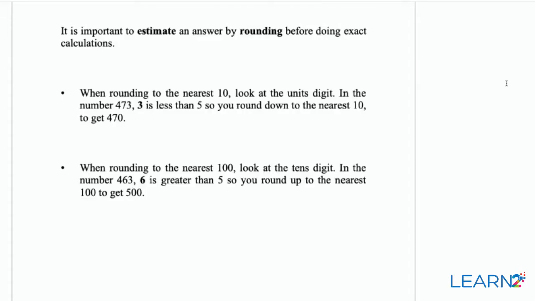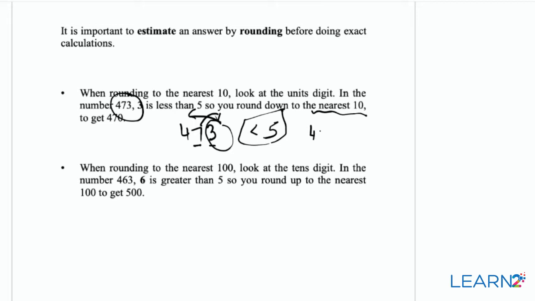So if you look at this question over here, we are given the number 473, and we are asked to round it to the nearest 10. Now remember, to round to the nearest 10, go and look at the digit after the 10 unit. This is 73. Because the 3 is less than 5, we round it down. We go back to the next lowest amount, which in nearest 10 will be 470. If that was 5 or greater, we would have gone up to 480.